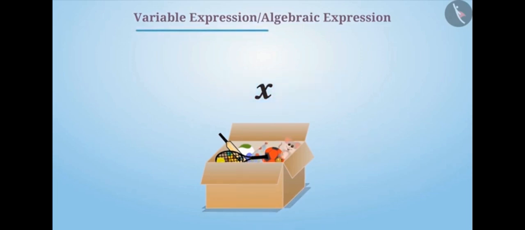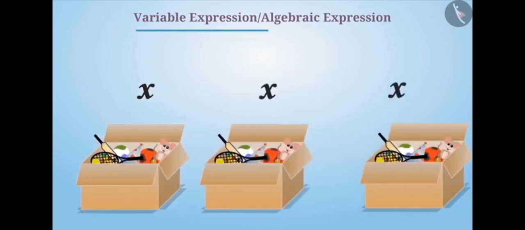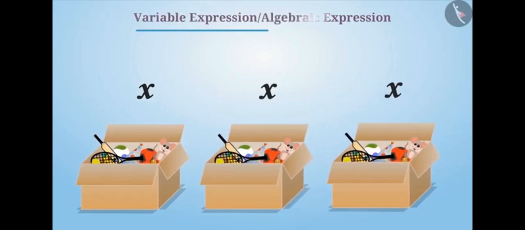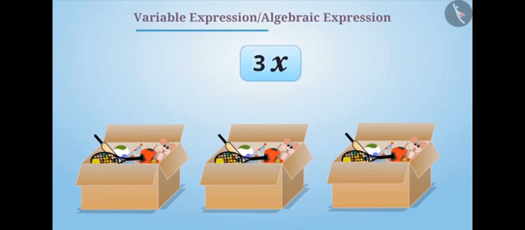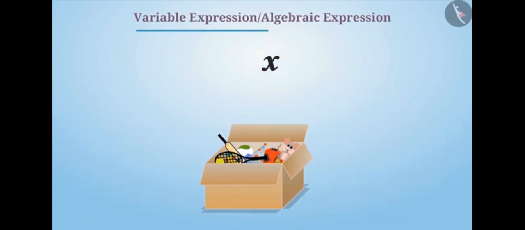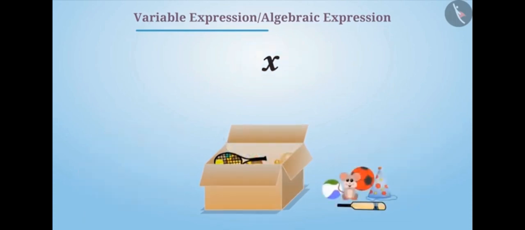Similarly, if we keep 2 more boxes with the first box, each having an equal number of toys, then what will be the total number of toys? The total number of toys will be 3 multiplied by x, that is 3x. Similarly, if half of the toys are removed from the box, then how many toys will remain? It will be x by 2.